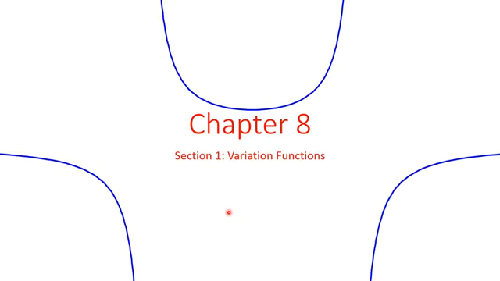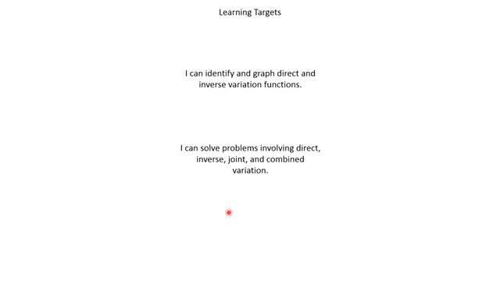So today we're going to be looking at variation functions. Our learning targets for today: I can identify and graph direct and inverse variation functions, the two types of variation that we'll be looking at, really. And I can solve problems involving direct, inverse, joint, and combined variation. The direct and inverse are the two types. Joint and combined just really combine these. In fact, joint is combined for all intents and purposes. So these are just more applications of the two that we'll be looking at.